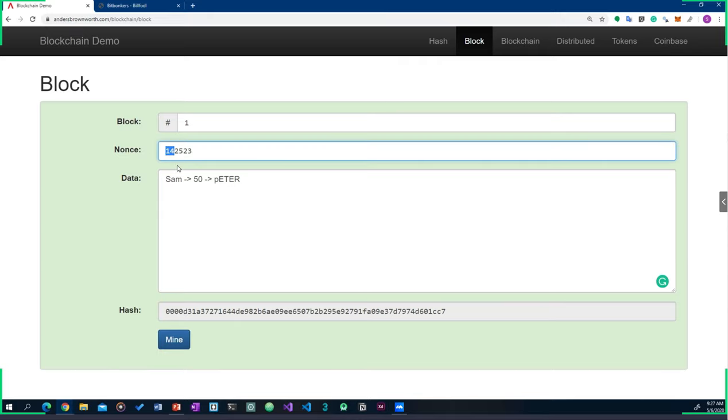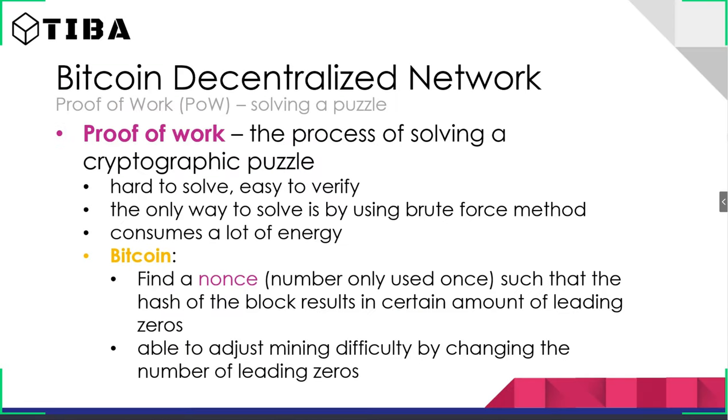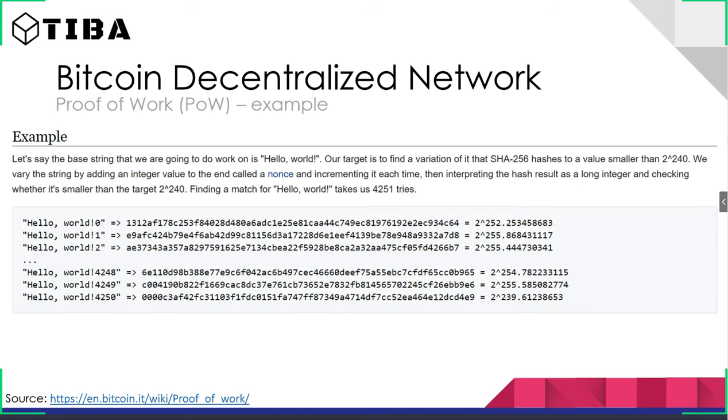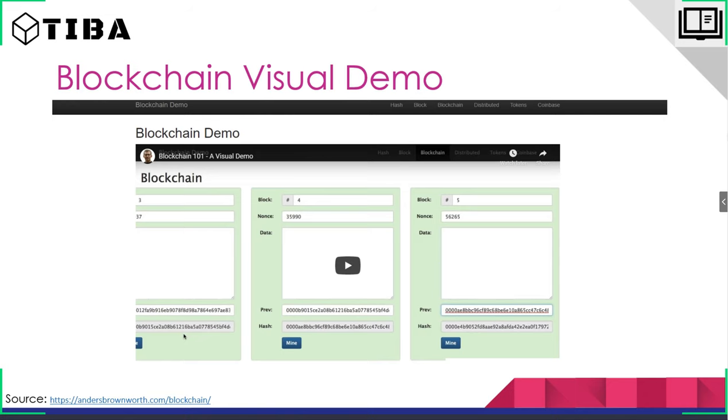So the nonce for this one is 143,523. So you have to go from one all the way to that number to solve this puzzle. And now coming back to our slide. Hopefully now you understand what finding a nonce is. And one other interesting part about this is that you're able to adjust the mining difficulty by changing the number of leading zeros. So the more leading zeros you require, the more difficult it is to solve the puzzle. Here's another example, I'm going to skip it for now, since we did the demo.